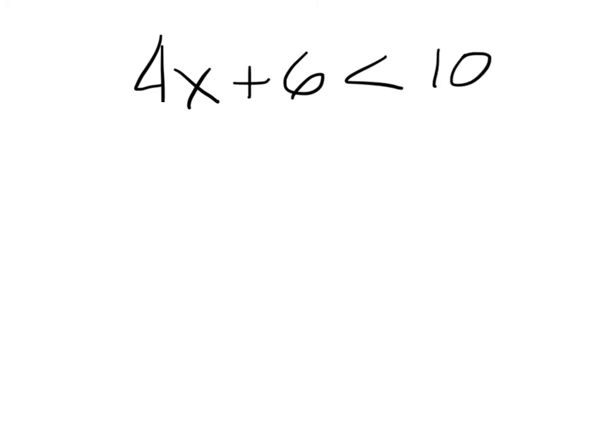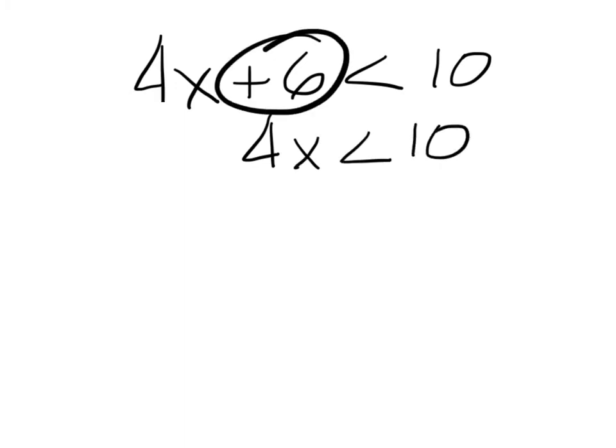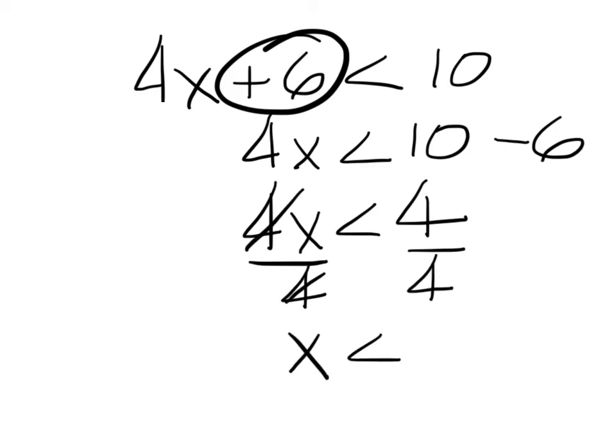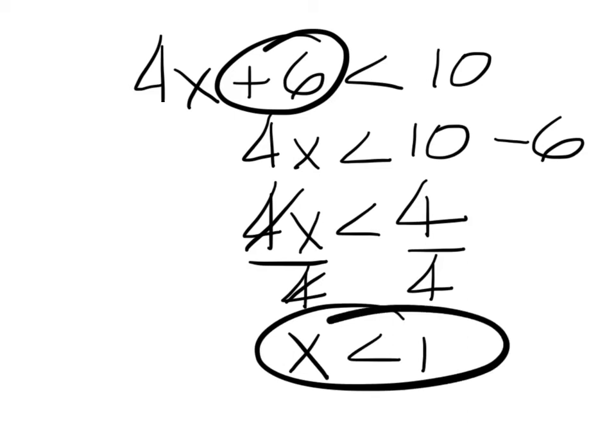The next type of problem will be 4x plus 6 less than 10. Keep the 4x on the left, the 10 on the right. Move that over and make it minus 6. 4x less than 4, and divide both sides by 4. You should get x less than 1.